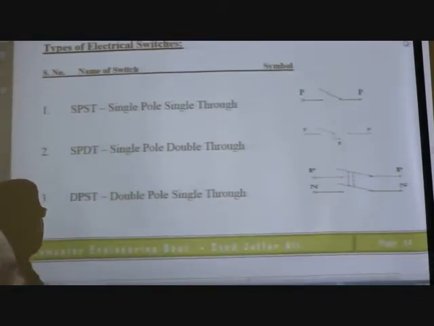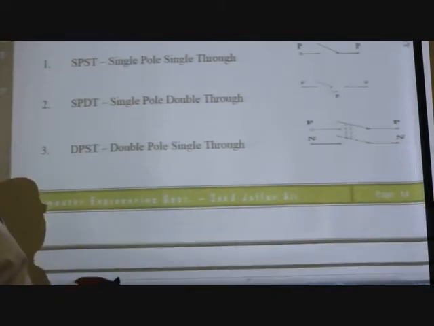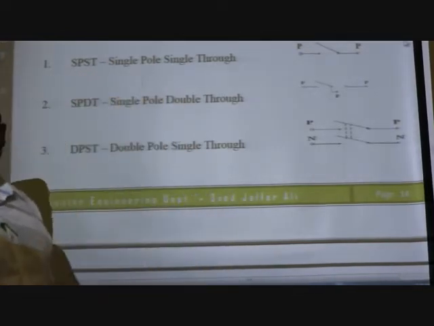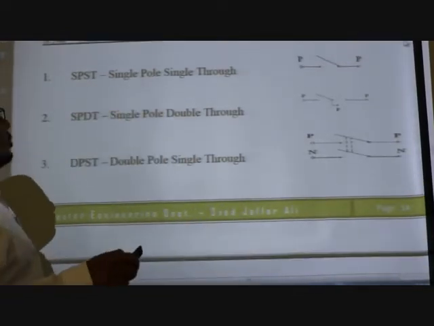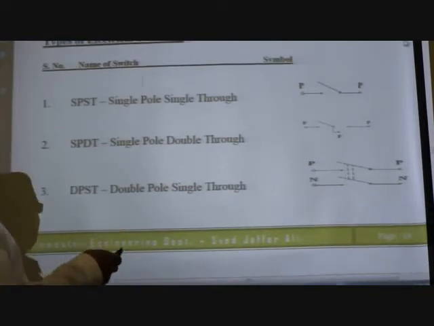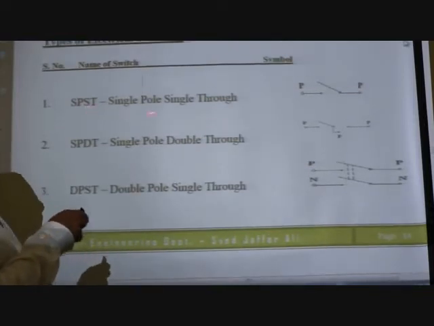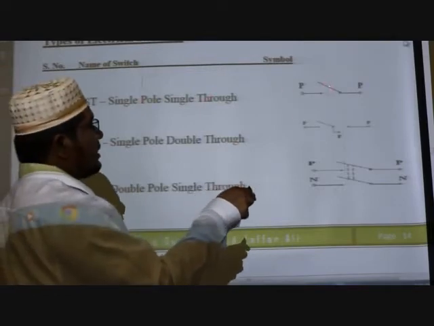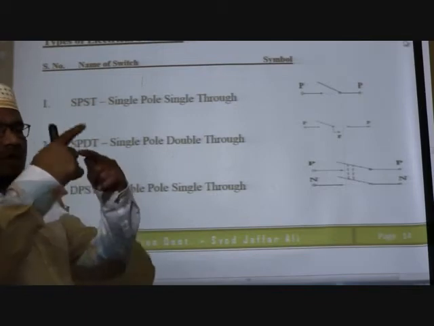Those are SPST, SPDT, DPST, DPDT, TPST and TPDT. One by one we will study them, and I will show you how to remember them easily. Now the first one, SPST, single pole single throw. See the diagram here, how it is. It is a simple switch, just on and off.